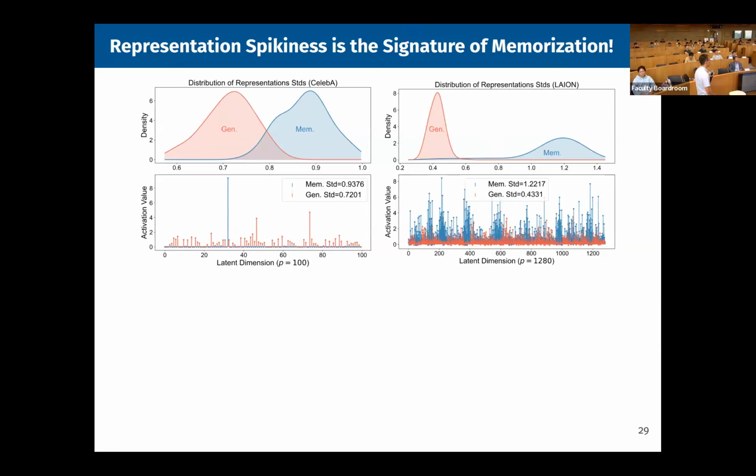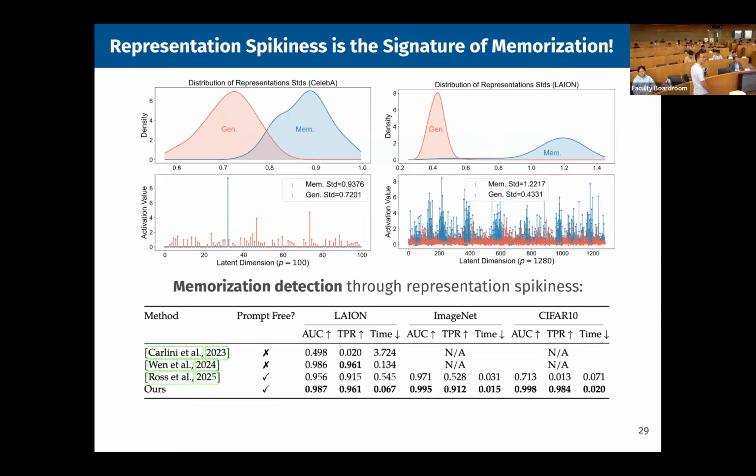So how can we leverage this? We can leverage it to do memorization detection, just based on representation spikiness. What we did is test a very simple approach where we just put a threshold on the spikiness of the representation. If the spikiness is larger than the threshold, we say this is a memorized sample. It's very, very simple. We don't need to train, and it's also prompt free.